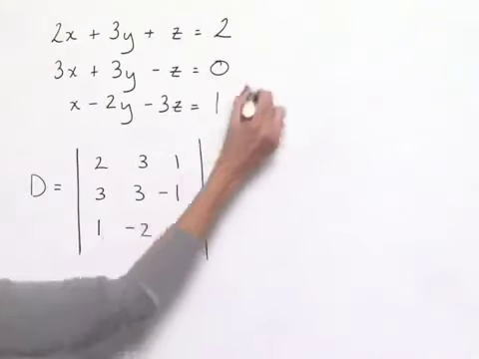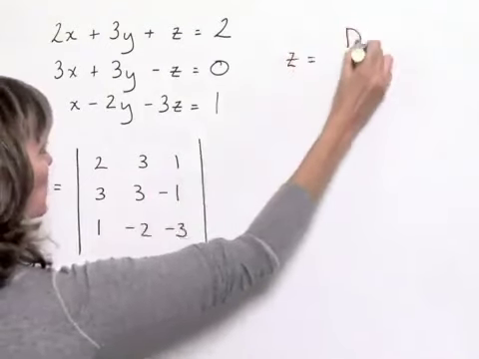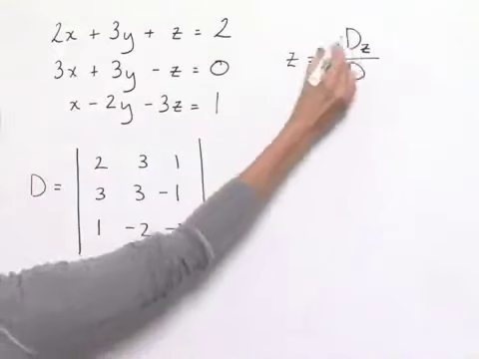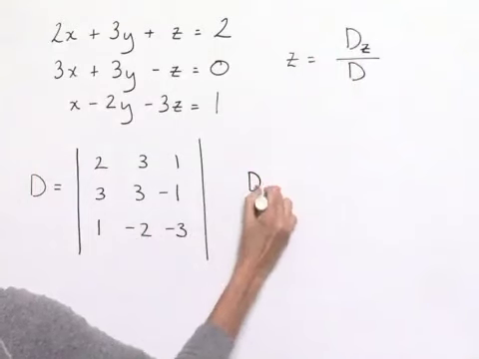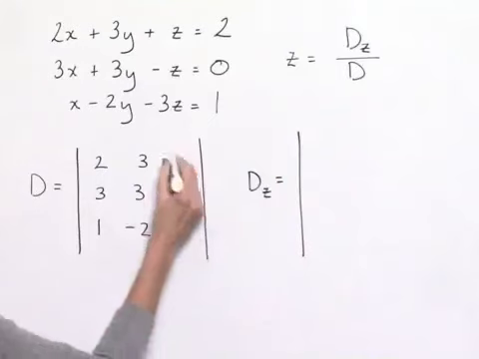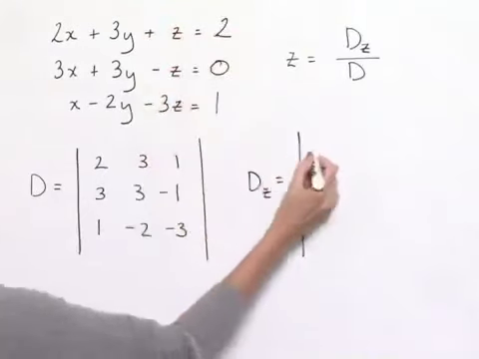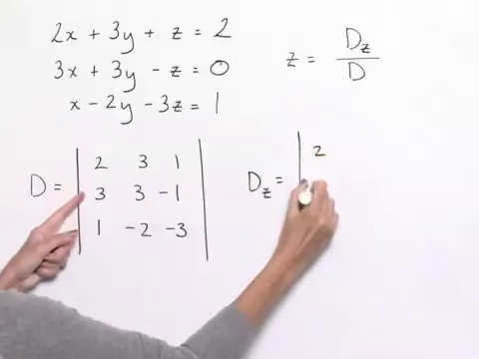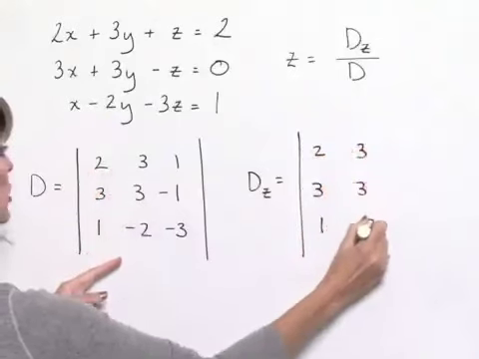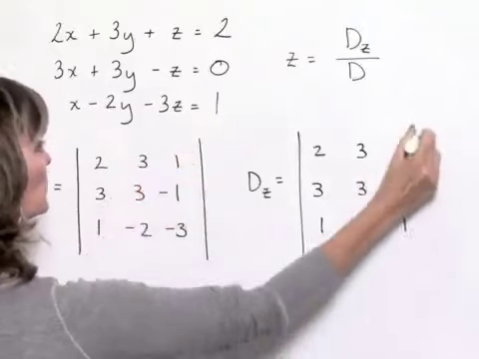Now we're going to look for the variable z. To get our value for z, we're going to take a determinant matrix, d sub z, divided by our coefficient matrix d. Let's look at how to form d sub z. Well, like what we did for d sub x and d sub y, we're going to take our coefficient matrix and replace the column where we had our z coefficients with our constants. So our first column remains 2, 3, 1. Our second column remains 3, 3, negative 2. Our third column becomes 2, 0, 1.